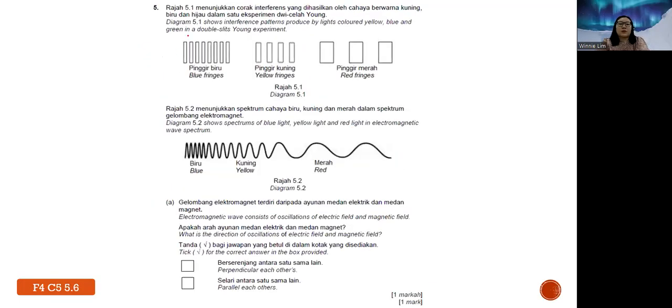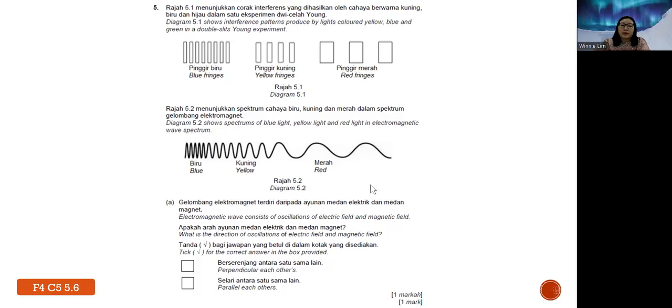Okay, next question. Question 5 is a comparison question. So this is under the wave topic, under interference of waves. Diagram 5.1 shows the interference pattern produced by yellow, blue, and green light in a double slit Young experiment. Then 5.2 shows the spectrum of blue light, yellow light, and red light in the electromagnetic wave spectrum. And an electromagnetic wave consists of oscillations of electric field and magnetic field. So what is the direction of oscillation of the electric field and magnetic field?